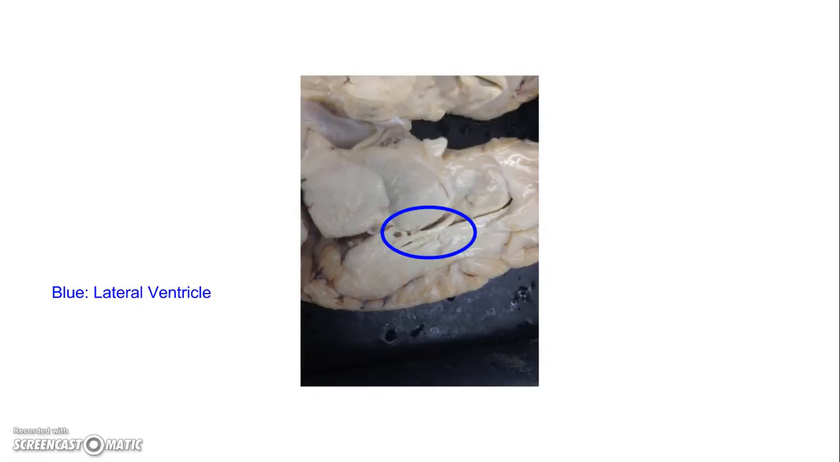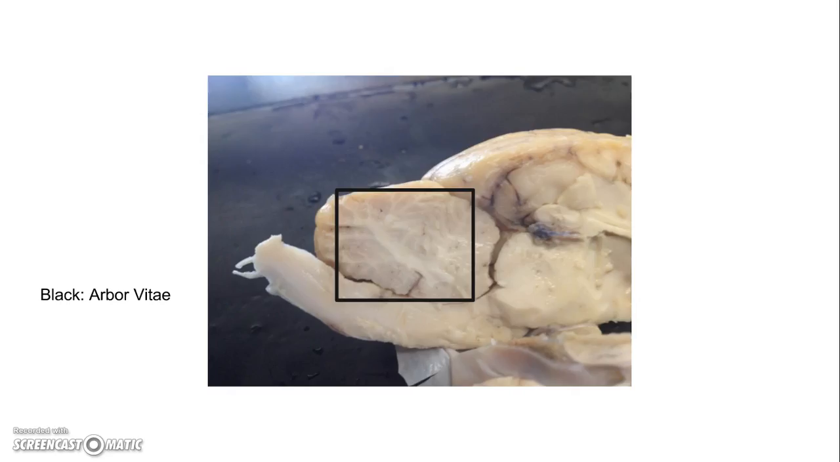The lateral ventricle contains brain fluid. The brain fluid cushions the brain and circulates nutrients and removes waste. The black square indicates the arbor vitae, a tree-like pattern inside the cerebellum.